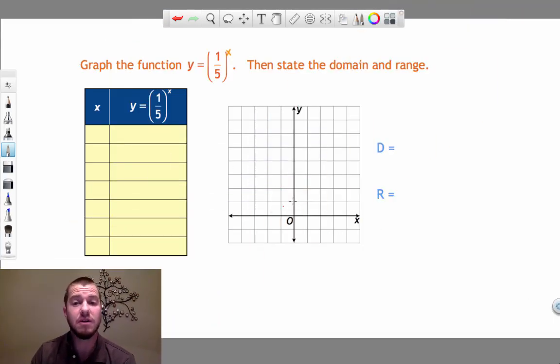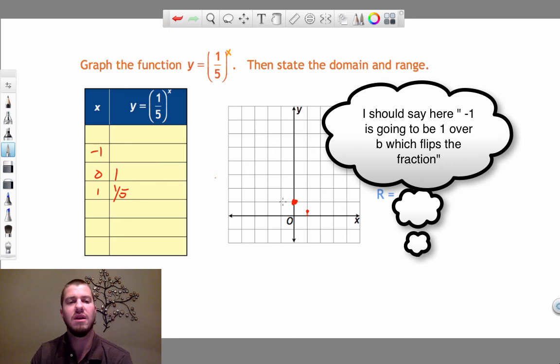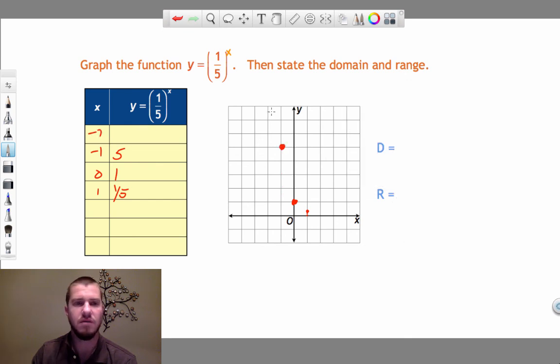When it's exponential decay, we're going to do the same thing. We have those 3 points. You still have 0, 1. You have 1, b, which in this case is 1/5. So I have 0, 1 and 1, 1/5. Then -1 is going to be 1 over b, which in this case flips that fraction and is going to be 5. And if I do -2, that's going to be 25. So I would have this graph here.